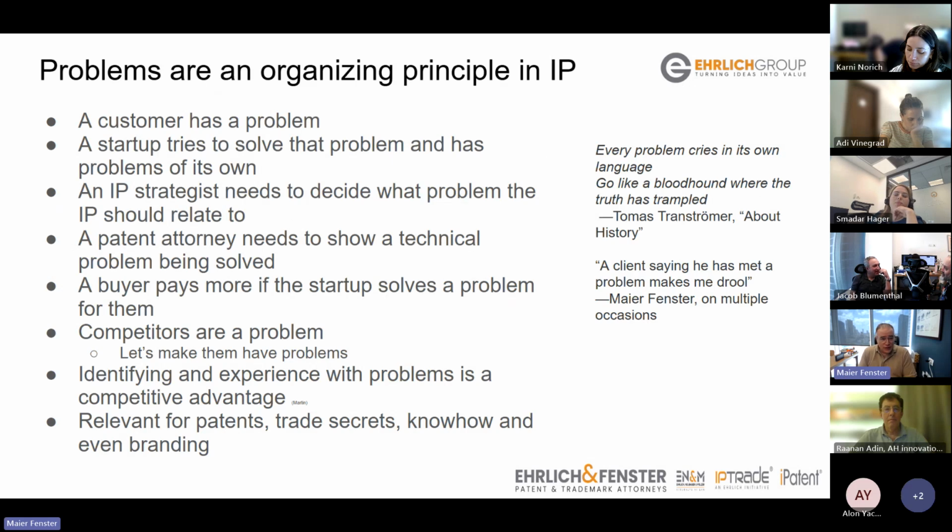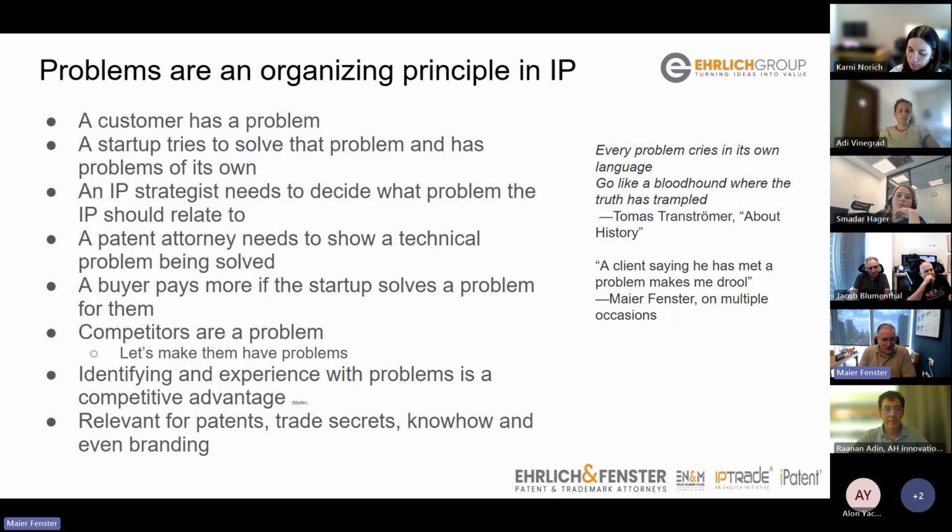Okay, so problems as an organizing principle in IP. Let me give you a few examples of how problems run all through our organization. Customers, not clients, customers have problems. A startup tries to solve that problem that their customers have, and they have their own problems trying to solve it. An IP strategist needs to decide what problem the IP should relate to.